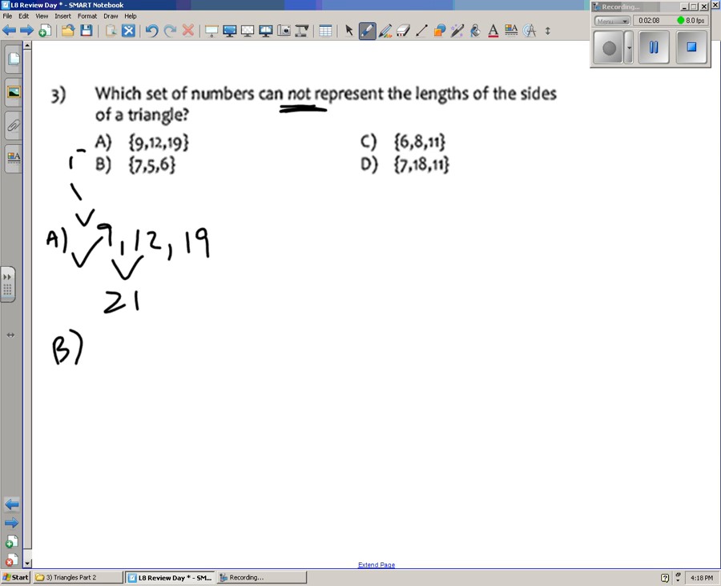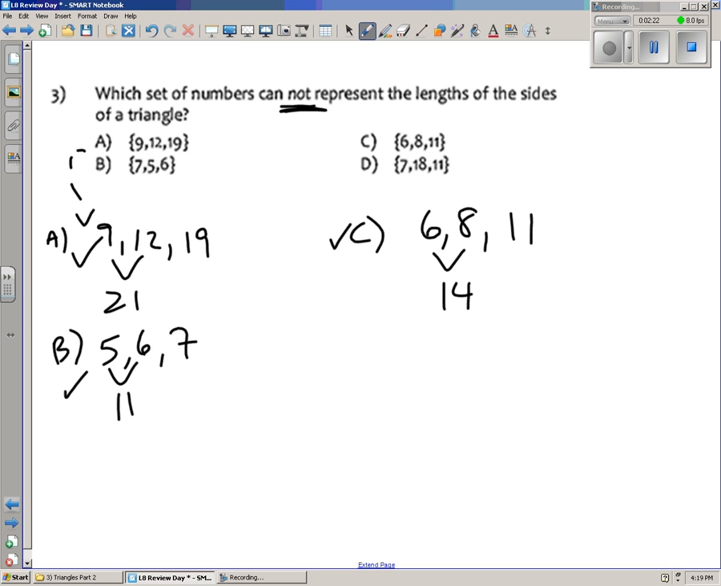B, I need to list the choices in order. That would be 5, 6, 7. 5 plus 6 is 11. That's bigger than 7. That works. C, 6, 8, 11. 6 plus 8, 14. That works. Bigger than 11.